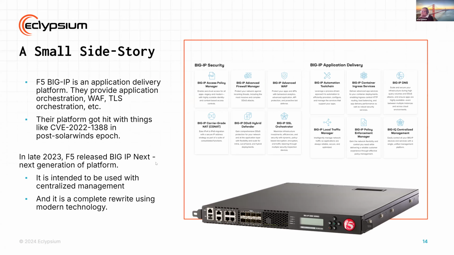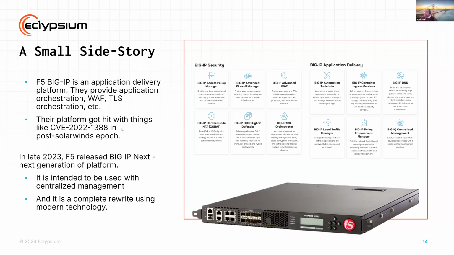Okay, before we proceed, let me dive into a little bit of a side story so that I at least present what kind of devices we're working with. I have been dropping around the F5 Big IP name for this entire presentation, but I never explained what it is. Well, F5 Big IP is, in short, an application delivery platform. They provide application orchestration, web application firewall, TLS orchestration, for example, and quite a few other things as well. I screenshotted a couple of features from them. It's your one-stop shop to deploy a web application, so to speak. And they provide quite a big platform, to be honest.